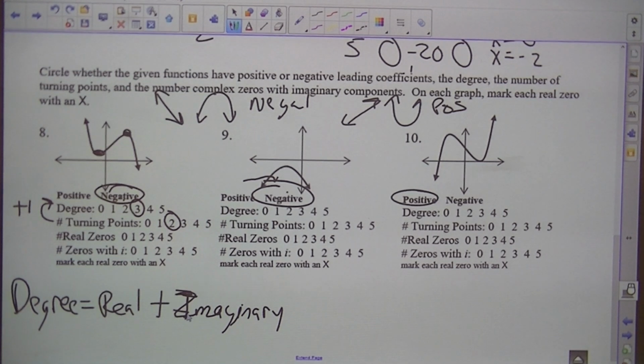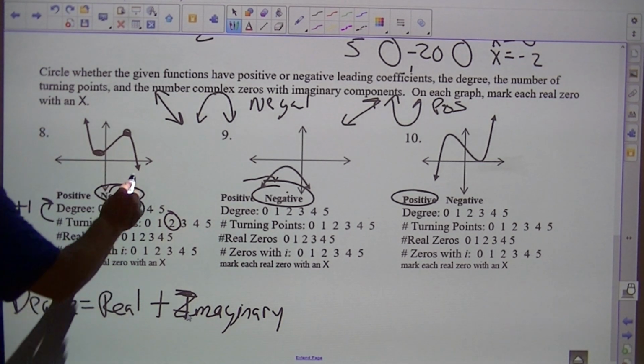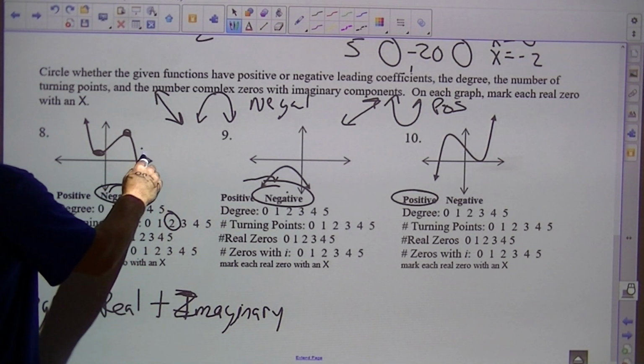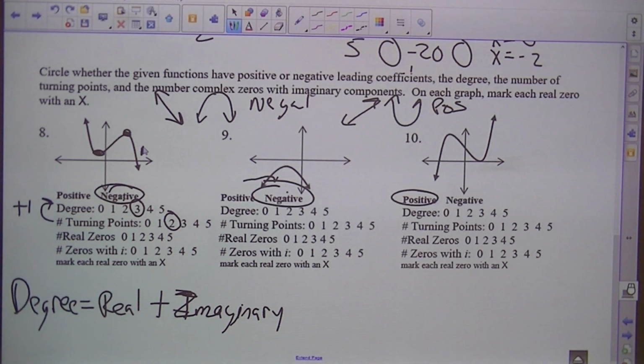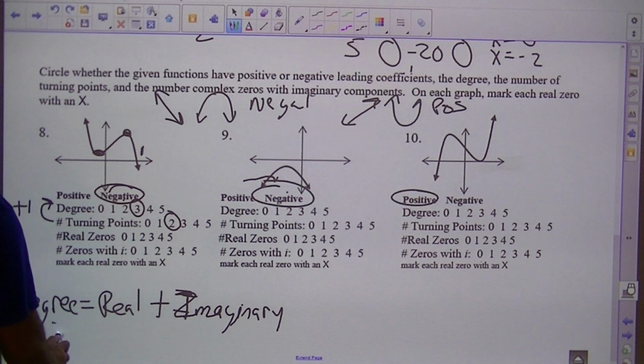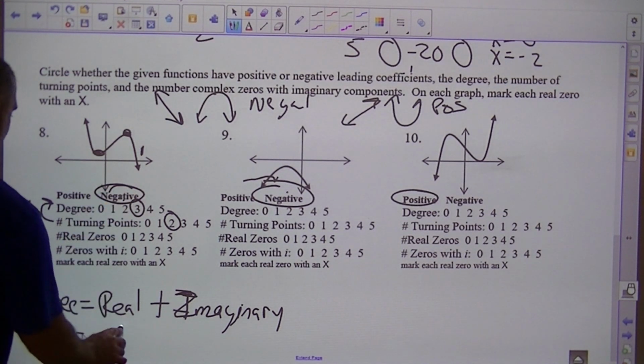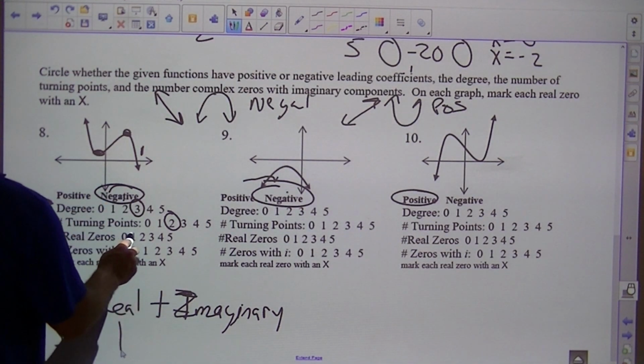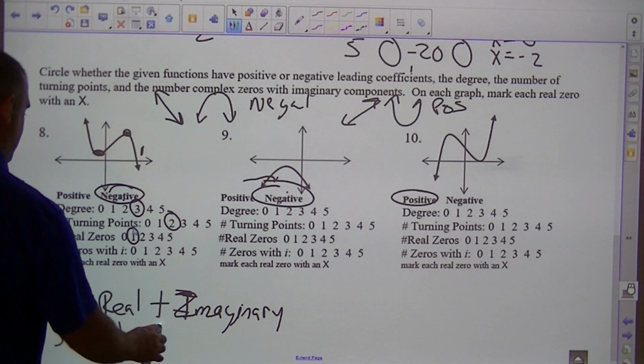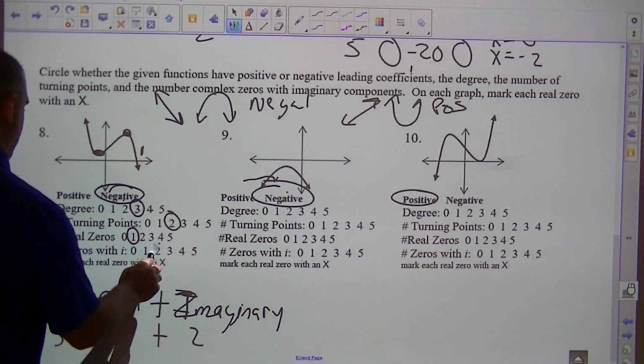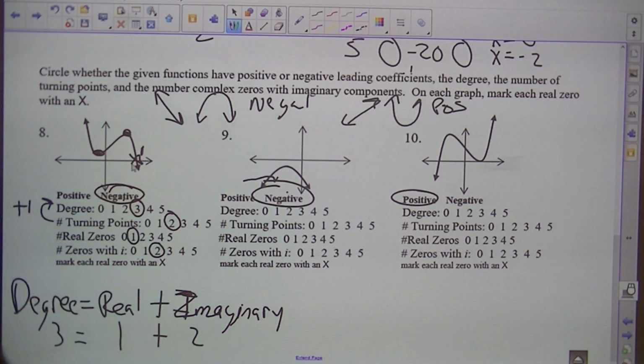Okay? Now, when it slices through, this counts for 1. Okay? I get to when it touches. So if I've got a degree 3 on this, I've got 1 real. In order to get that, so I got 1 real, that means to get that to be 3, that would have to be 2 imaginary. Okay? That's my real one.